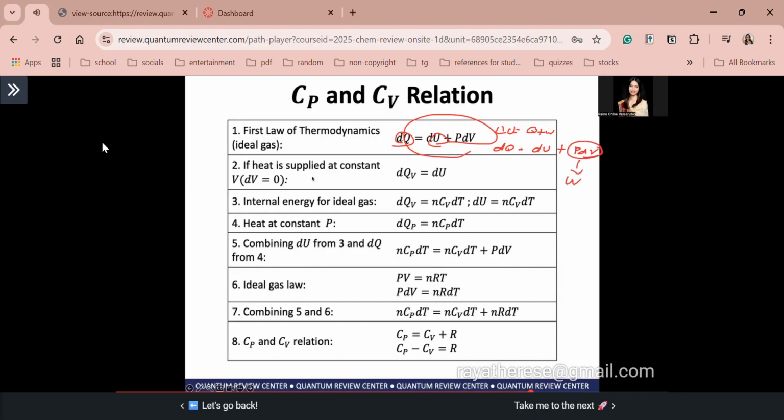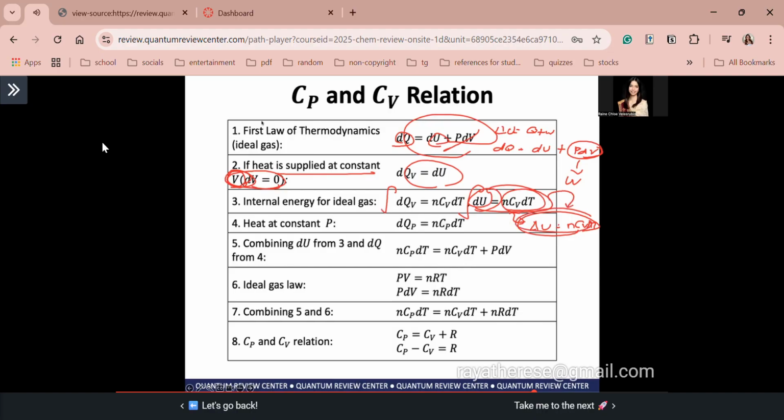Now, if heat is supplied at constant volume, meaning dv is equal to 0, therefore you can cancel this out. Thus, dqv is equal to du. Recall, guys, that for ideal gases, dqv is equal to ncv dt. Therefore, du, or the internal energy, is equal to ncv dt. Same lang ito dito: delta u is equal to ncv delta t. Only that, guys, you need to take the integral first before you can get this.